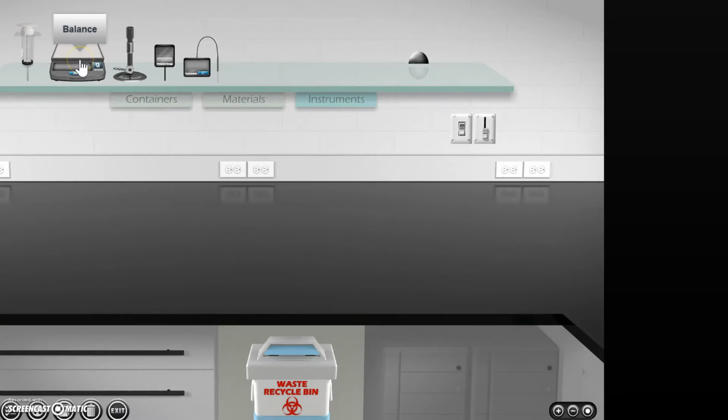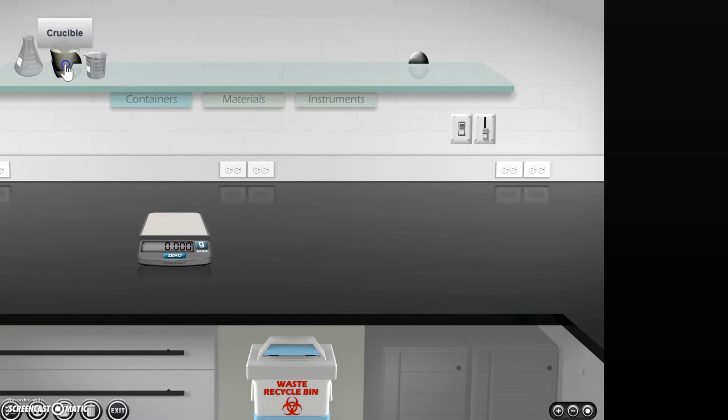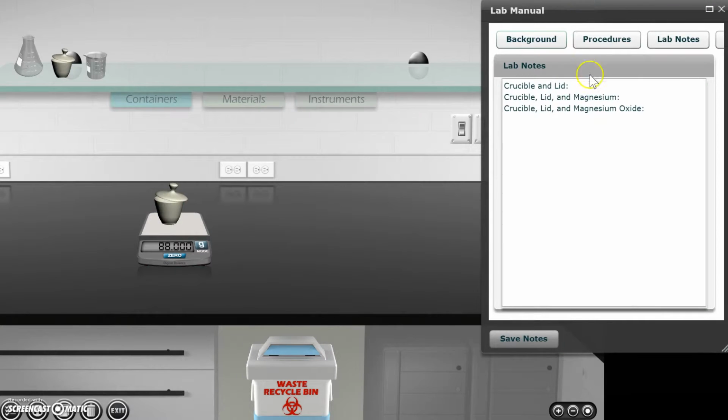First we will take a balance from the instrument shelf and place it on the workbench. Next we will grab a crucible from the container shelf and place it on the balance, and we will record the mass of the crucible. In this case it is 88 grams.